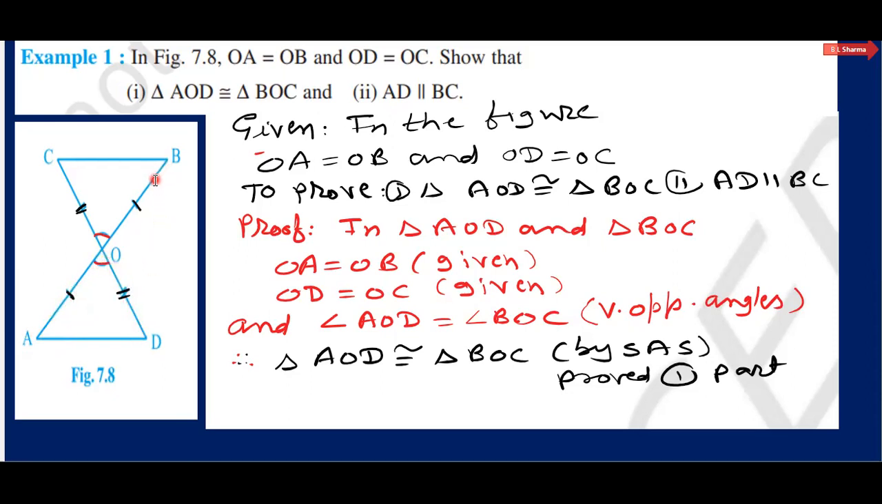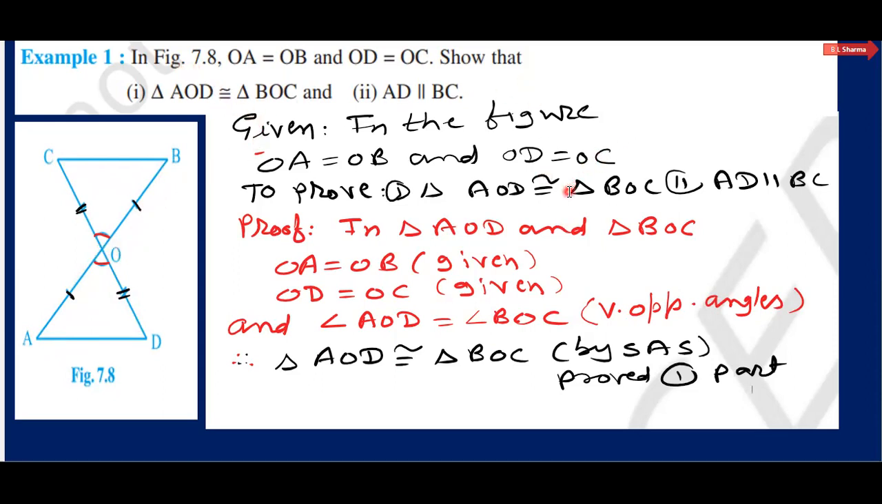Similarly, you have to write here one cross, vertically opposite angle, and double cross, triangle BOC. You cannot write it in any other order. We have to write that triangle AOD is congruent to triangle BOC, and we have proved the first part.